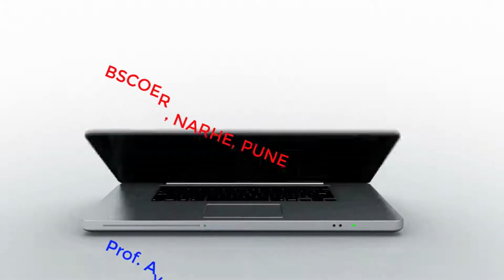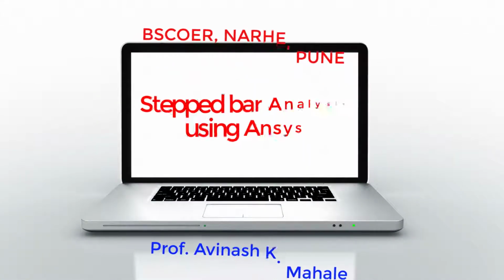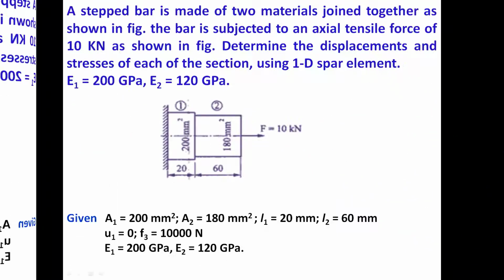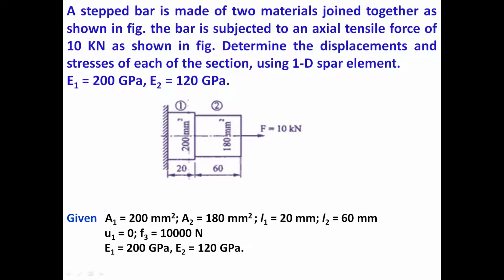Hi, today we will see a stepped bar analysis using ANSYS software. A stepped bar is made of two materials joined together as shown in figure. The bar is subjected to an axial tensile force of 10 kN as shown in figure. Determine the displacement and stresses of each of the sections using one disc bar element. In this case, E1 is equal to 200 GPa and E2 is equal to 120 GPa.